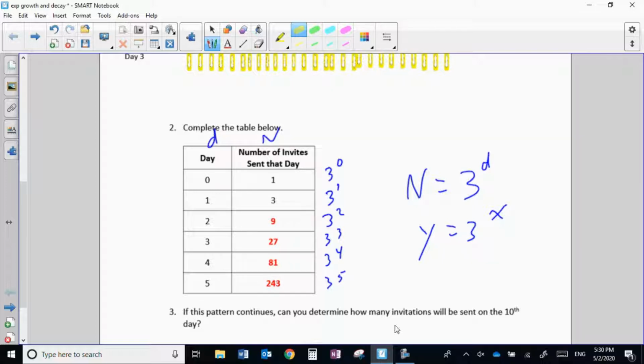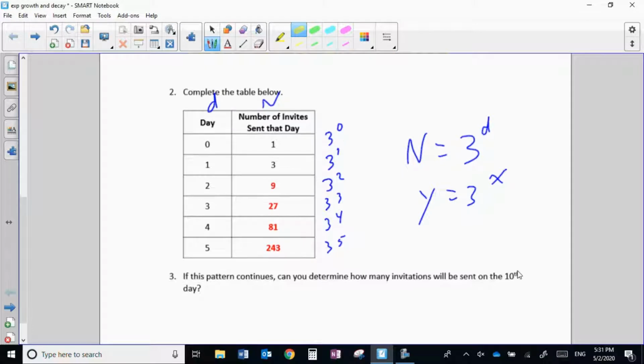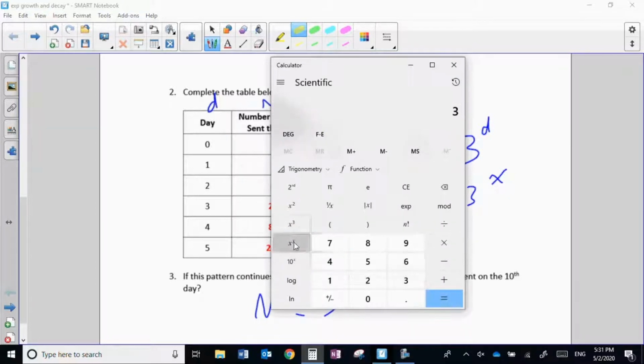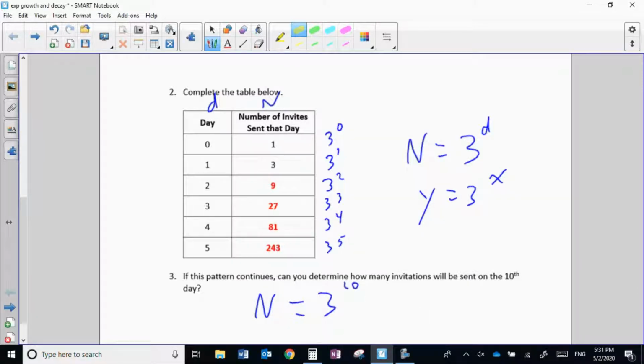If this pattern continues, can you determine how many invitations will be sent on the 10th day? Well, yeah, d equals 10. So that would just be equal to 3 to the power of 10, which I'm guessing is a pretty big number. 3 to the power of 10 is 59,049 invitations sent on that day alone.